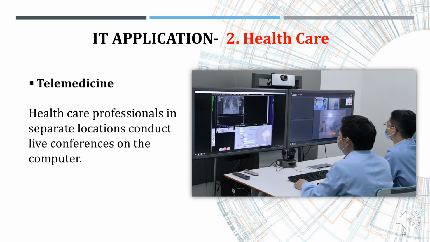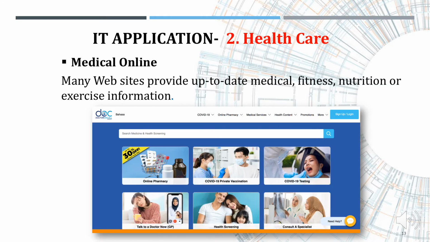One of the examples is telemedicine. They conduct consultations across different locations by using live conference, for example, hospital A and hospital B. They can communicate and join the live streaming. And medical online is more about up-to-date medical, fitness, nutrition, and exercise information.